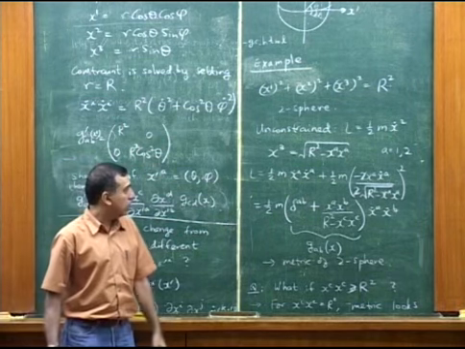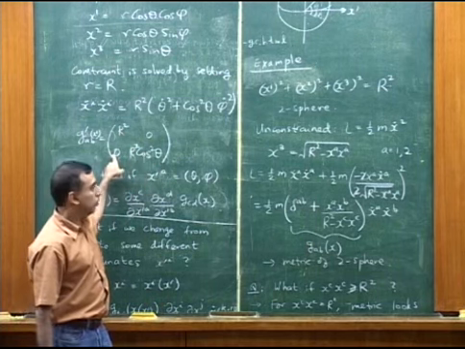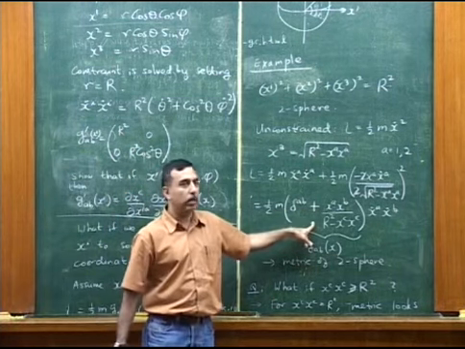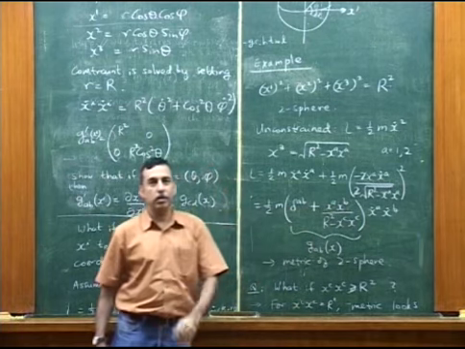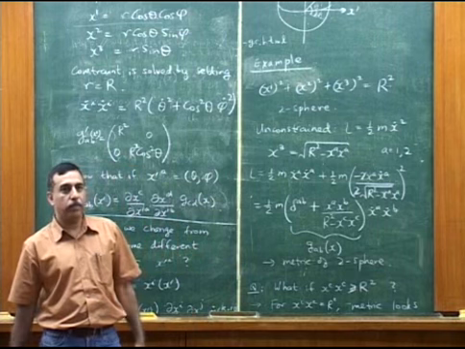Okay. Notice one last amusing point. This metric is diagonal. Its off-diagonal components are 0. This metric is not diagonal. It has off-diagonal components there. So you see, lots of things can change when we change coordinate systems.